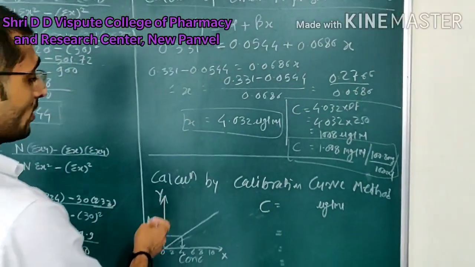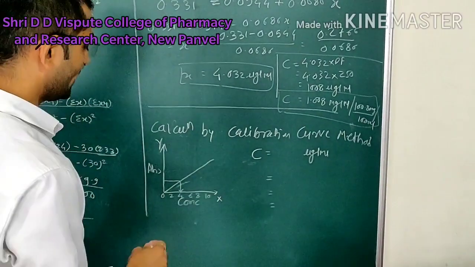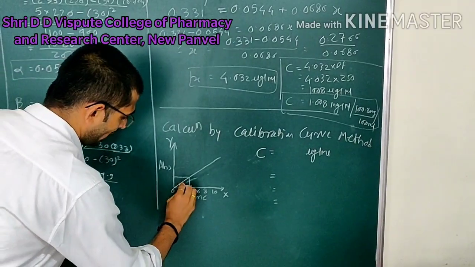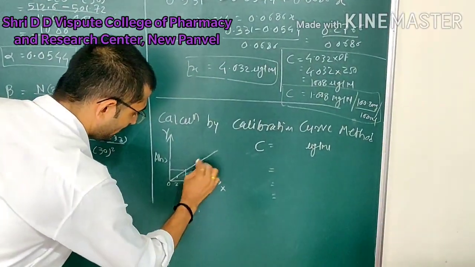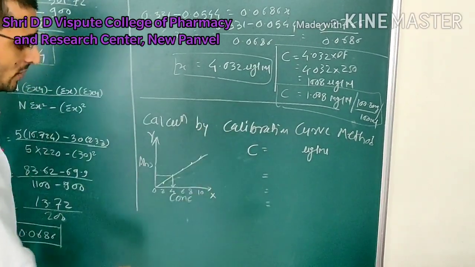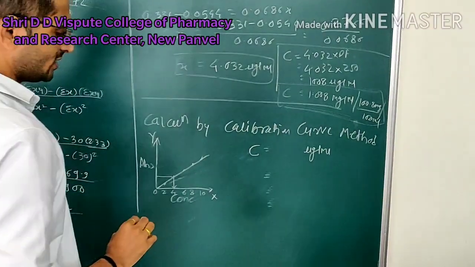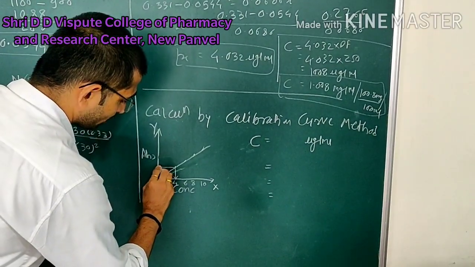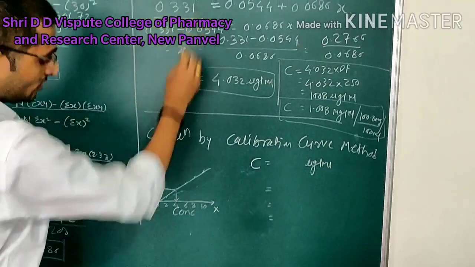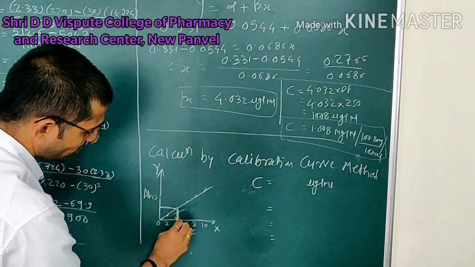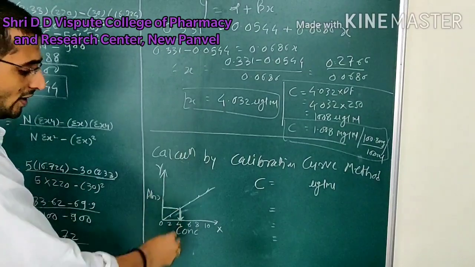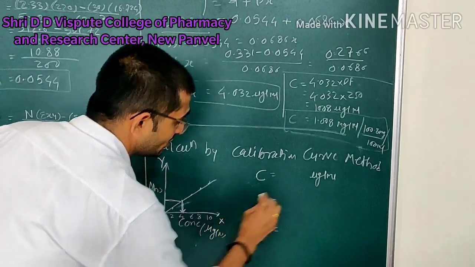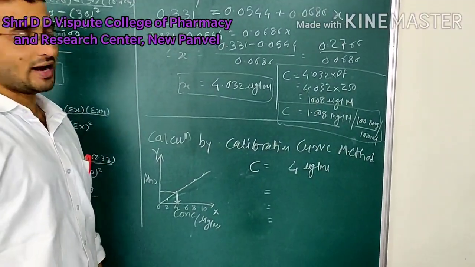Now next, the content obtained by the calibration curve method. As per the measured absorbance at 2 ppm, 4 ppm, 6 ppm, 8 ppm and 10 ppm, we have got a straight line, that is a linear line. X-axis concentration, y-axis absorbance. What is the absorbance of the unknown? It is 0.331. So we extrapolate to the x-axis and find the concentration, which is 4 microgram per ml.